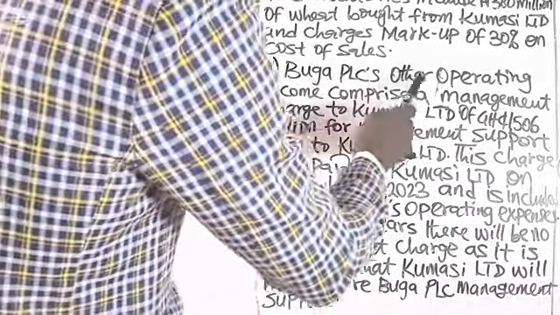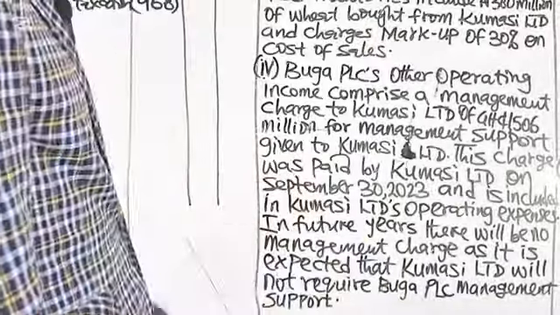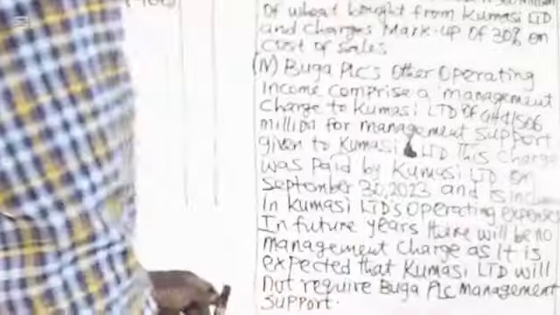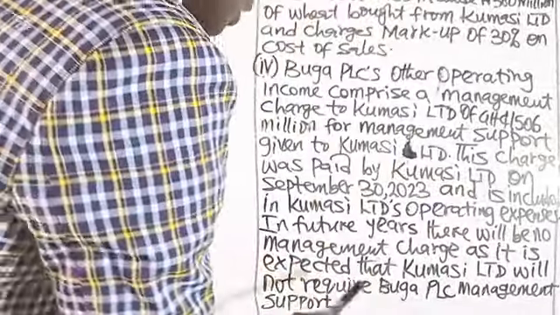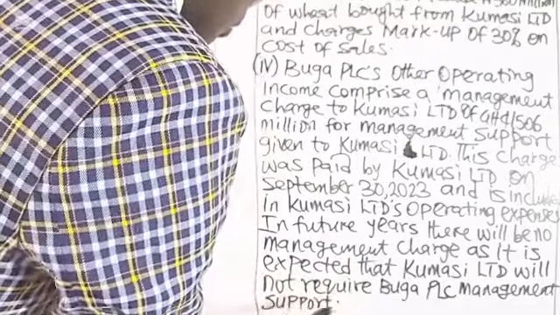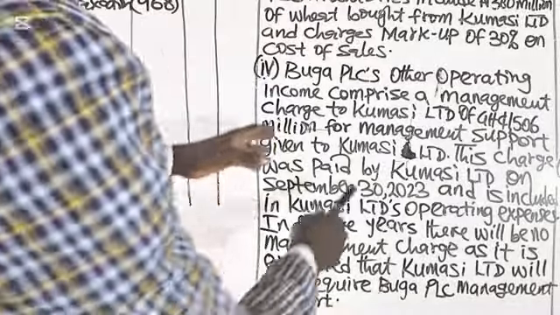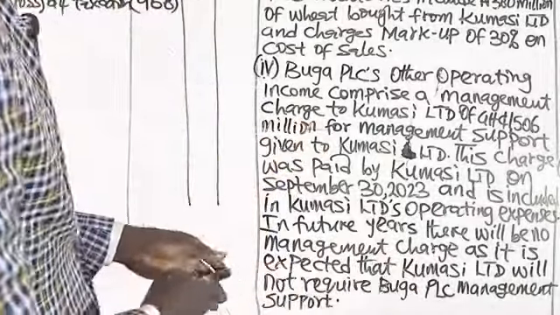Note 4: Buga PLC other operating income comprises a management charge to Kumasi Limited of 1,506,000,000 for management support given to Kumasi Limited. This charge was paid by Kumasi Limited on September 30, 2023, and it is included in Kumasi Limited operating expenses. In future years, there will be no management charge, as it is expected that Kumasi Limited will not require Buga PLC management support. So this is an intergroup management charge.